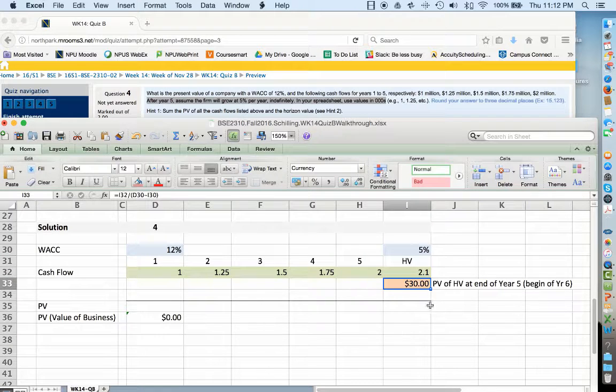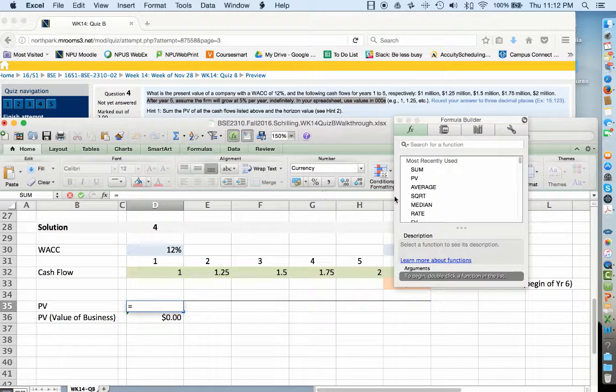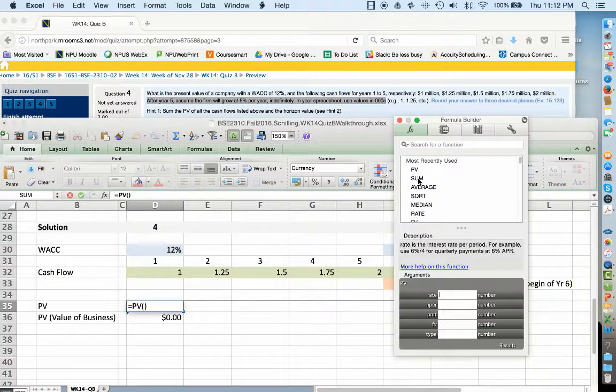Now what I do is calculate the present value of each one of those cash flows. Let me set that up. I'm going to use the present value function. I'm going to use 12% as the rate. The number of periods is the year. So in this case, it's year 1. And then the cash flow is the future value. I'm going to hit enter.